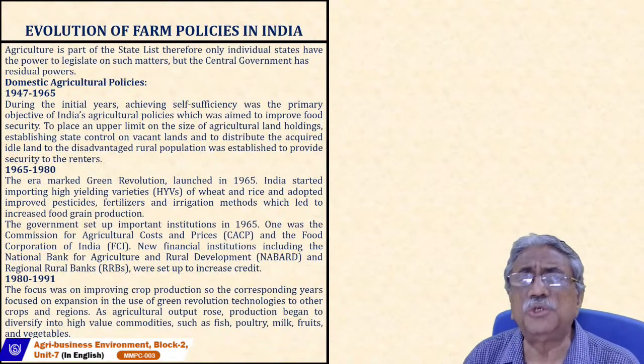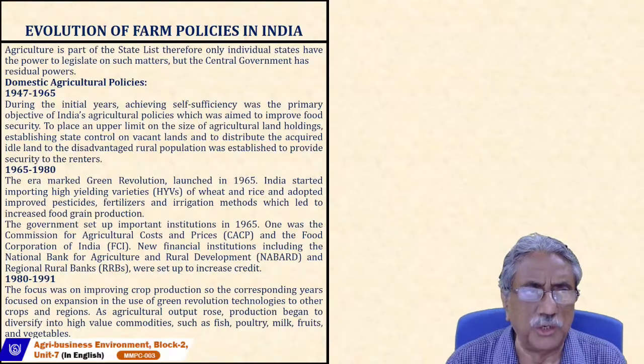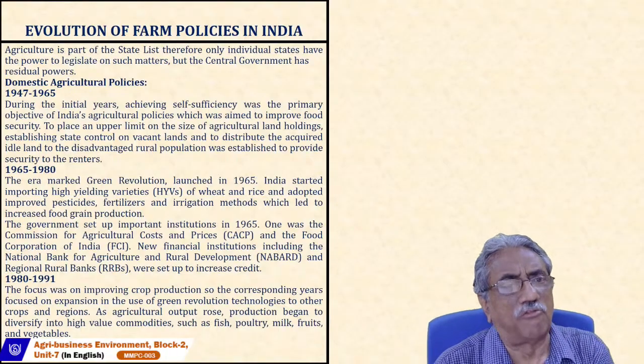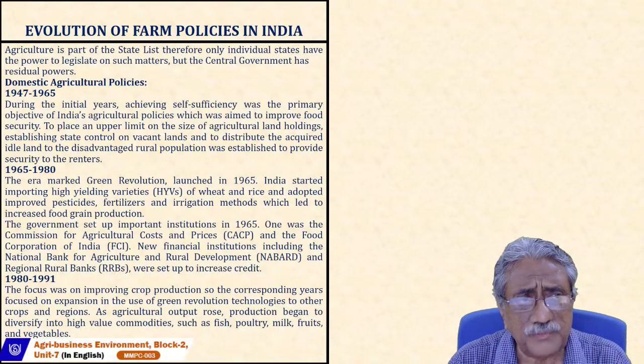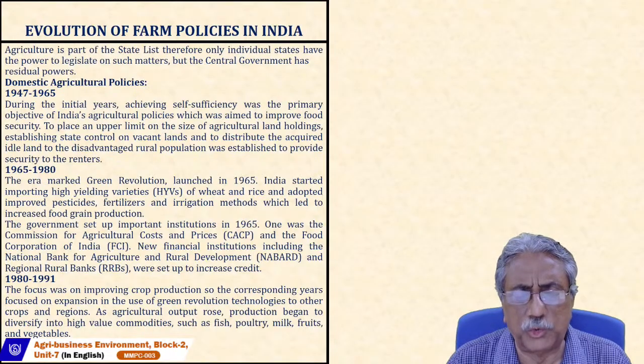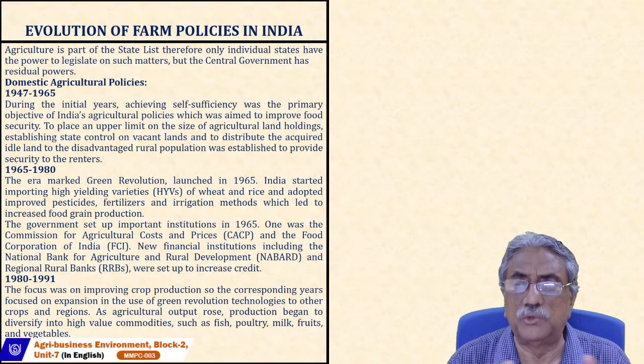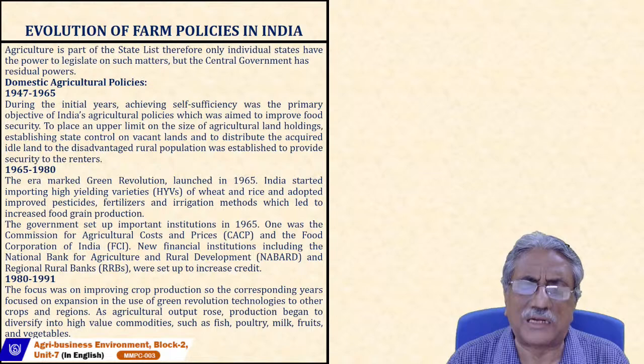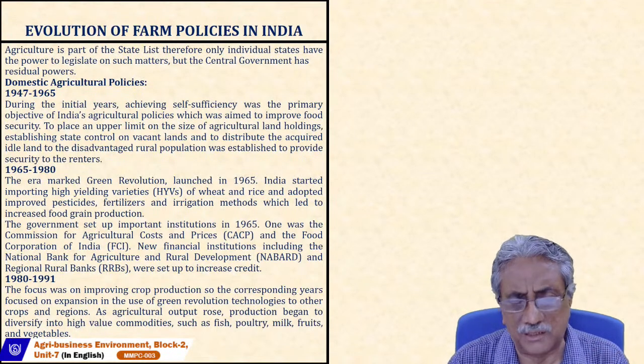Now we'll go to the evolution of farm policies in India. What we need to understand is the flow of events. We have broken it into 2-3 parts. First, I will let you know that when the Constitution was designed, some of the activities were left to the state, some to the center, some were combined.